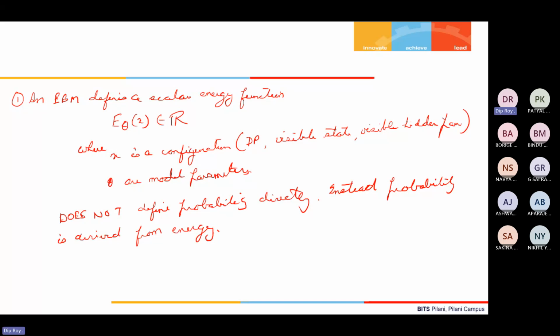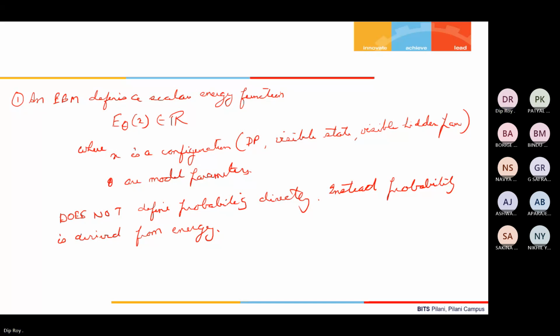I'll explain why we need this particular approach. The key thing to note here is that an EBM defines a scalar function. It will give you a scalar output, which takes x and gives a real number. This function has theta as its model parameters, and it does not define a probability distribution directly. We will derive the probability distribution from this energy function.